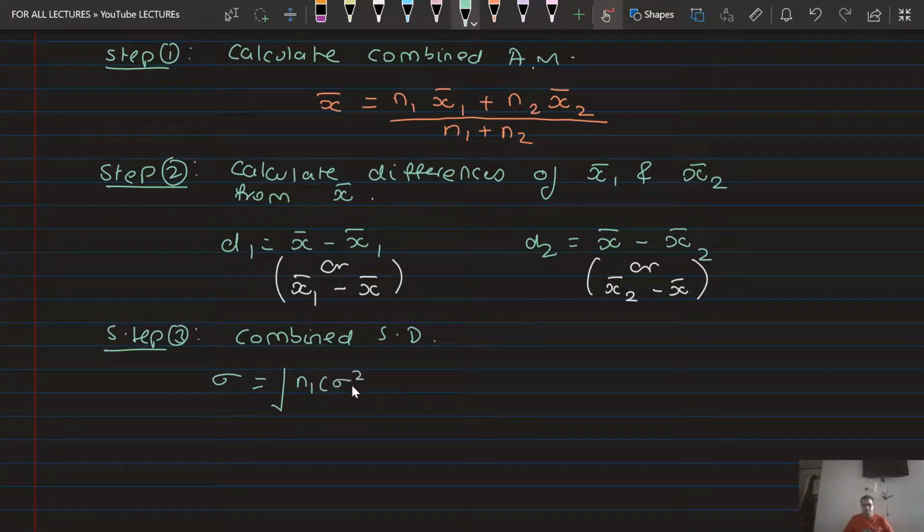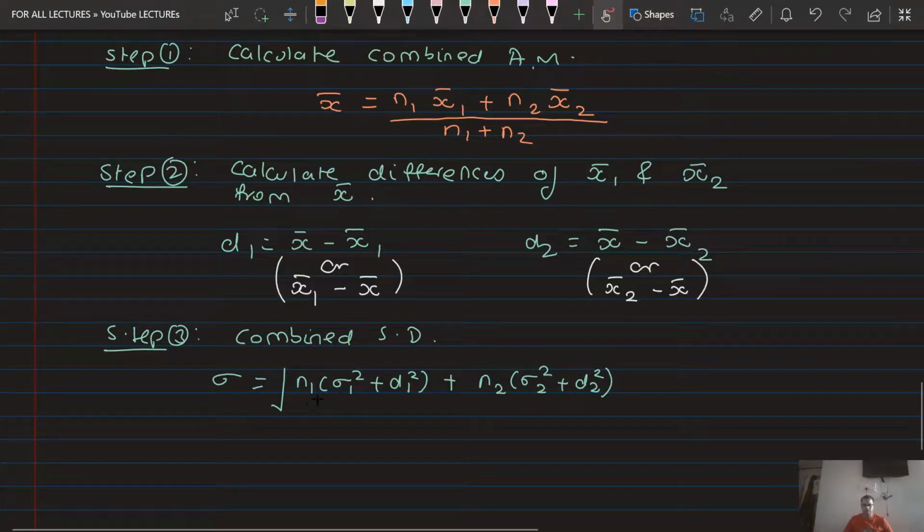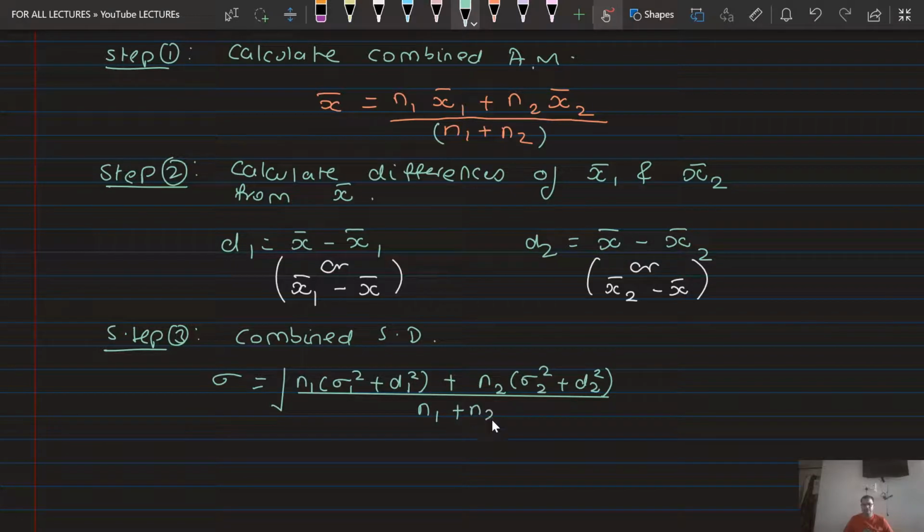n1 sigma square 1 plus d1 square. This is for the first group. Now when I want to do for the second group, n2 sigma square 2 plus d2 square, and the denominator over here is same as denominator for the combined arithmetic mean, which was this. So you will divide this by n1 plus n2. So basically n1 sigma square 1 d1 square. For the second group n2 sigma square 2 d2 square.